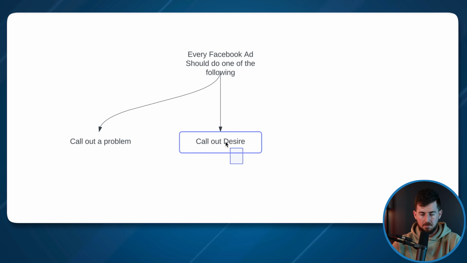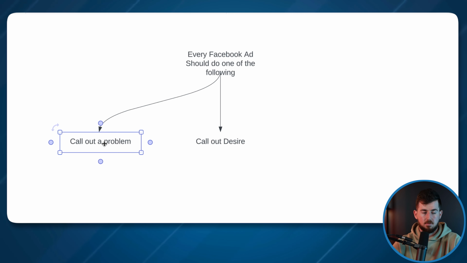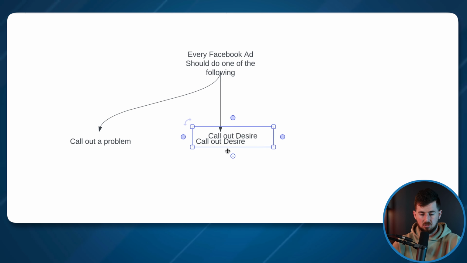All right. So we call it the desire: how to win friends and influence people, and here's how to do it. We call it a problem: you're experiencing this problem, here's how to solve it. All right. Next one's objections, right?